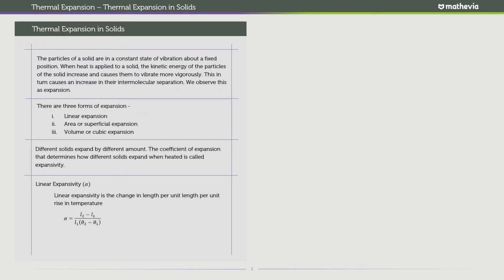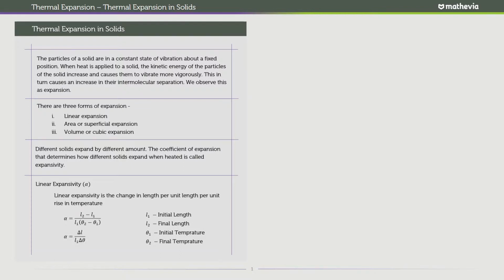And basically we write it like this. We have expansivity as alpha equals L2 minus L1, where L2 is the final length and L1 is the initial length, divided by L1 multiplied by theta 2 minus theta 1, where theta 1 is the initial temperature and theta 2 is the final temperature. So expansivity is L2 minus L1, the change in length, divided by L1 per unit length, divided by theta 2 minus theta 1, per unit rise in temperature.